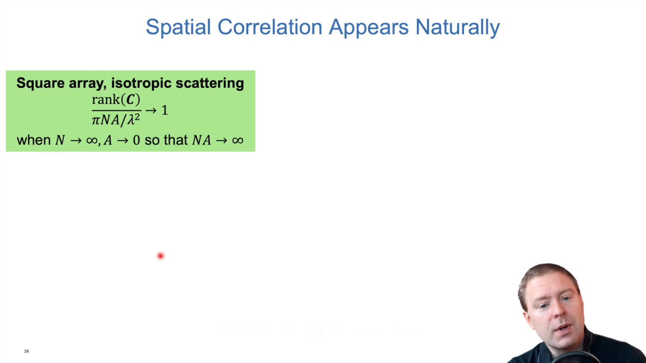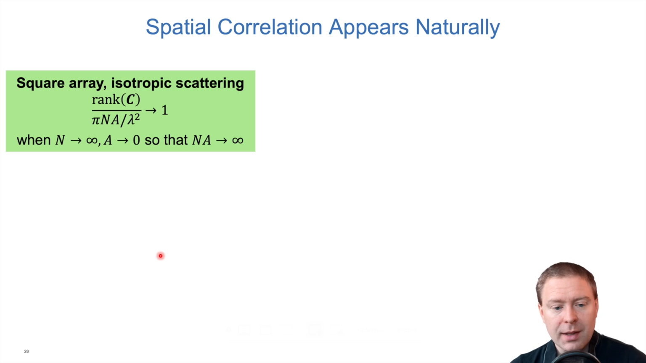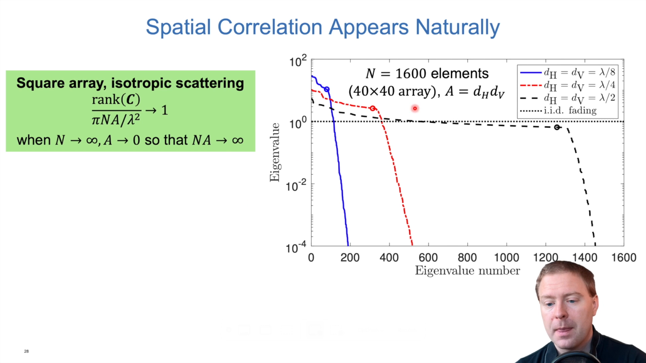To also demonstrate how spatial correlation appears naturally, let us consider a square array with isotropic scattering elements. I'm computing the rank of the covariance matrix, and there is a theorem saying that this rank divided by pi N a squared divided by lambda squared, where N is the number of elements and a the element size, approaches 1 when we have a large surface with small elements such that the total area of the surface is still large. And here is a description of what that really means. The rank is not equal to the number of elements, it's equal to this term here approximately.